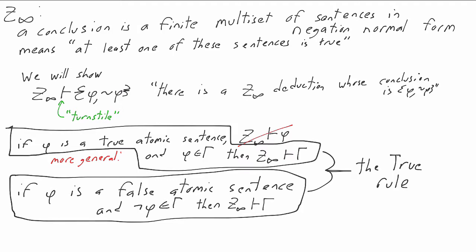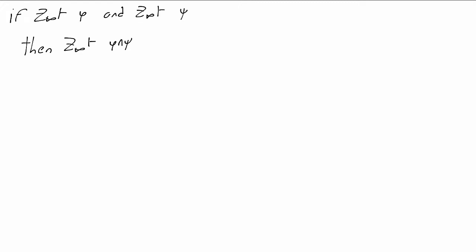Most of our rules are tied to the syntactic form of a sentence. For instance, we have a rule which lets us deduce phi and psi. How would we justify that phi and psi is true? We would justify phi and also justify psi, and say that since we've justified both of them, we've justified phi and psi. Again, we have to take into account multisets. So the actual rule says, if we deduce a multiset gamma together with phi, and also the same multiset gamma together with psi, then we can conclude gamma together with phi and psi.